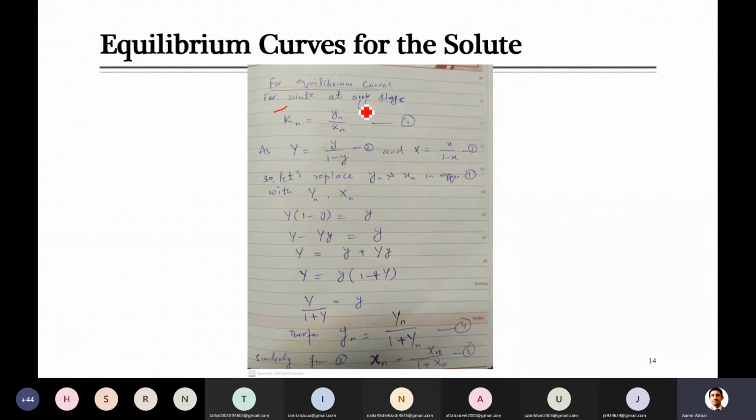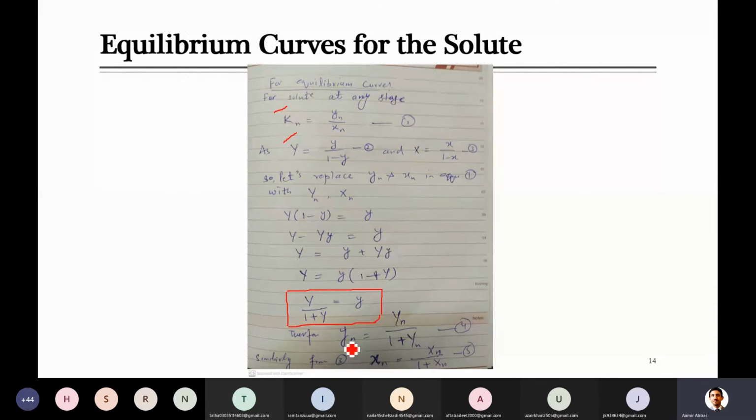How can we do that? For example, if we want to replace small y in the equation, we rearrange the relationship between small y and capital Y. So you get capital Y times (1 minus y) is equal to y. Open the bracket; the purpose here is to separate small y so that we can get the value of small y in terms of capital Y. So here small y is equal to capital Y over 1 plus capital Y.